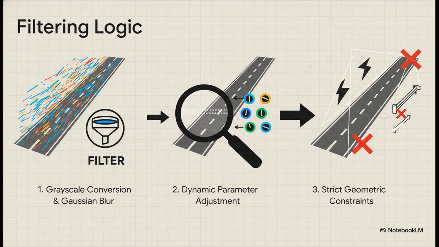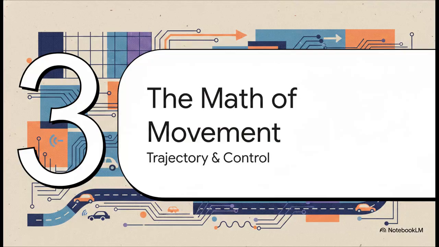The algorithm mathematically knows what a lane should look like, so if it sees a weird shadow or a guardrail, it filters out those false detections to keep the vehicle safely centered. Moving on to Section 3, the math of movement. Our simulation knows where the cars are and where the lanes are, so let's talk about how it actually steers.